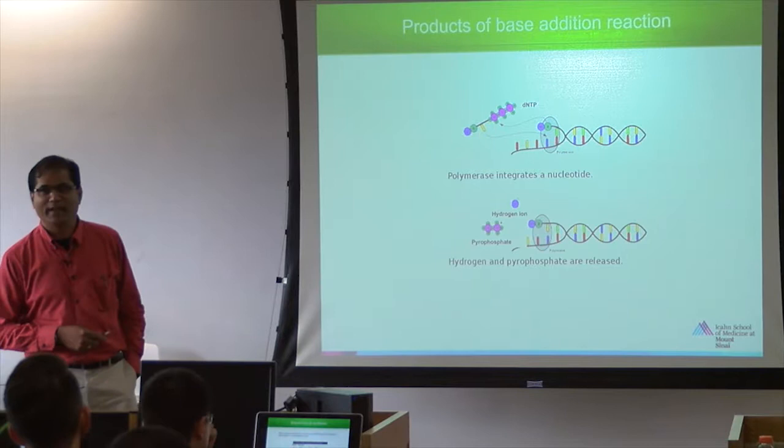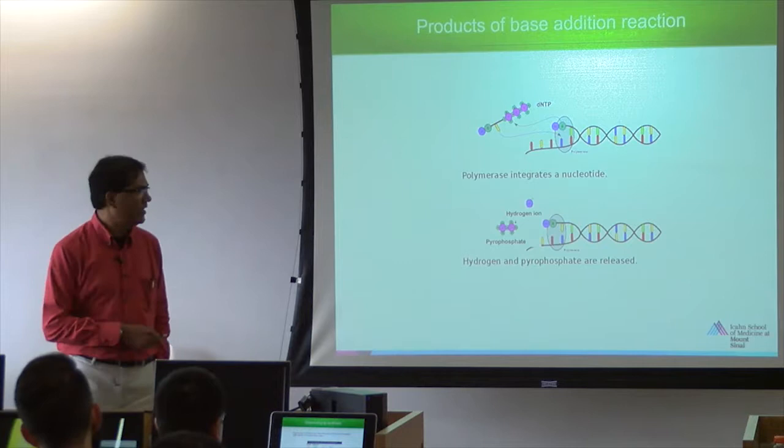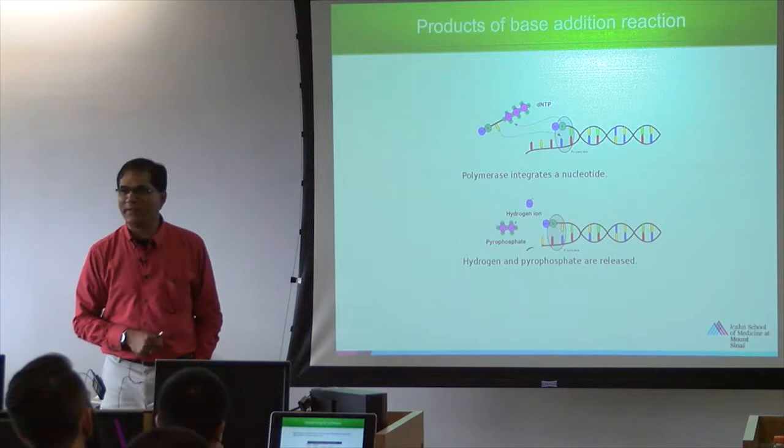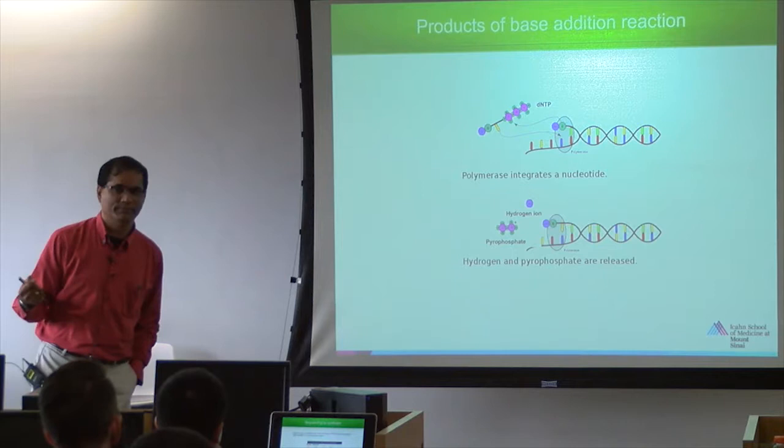Right? Either you can detect the release of pyrophosphate and say that a base is added, and then keep on detecting pyrophosphate, keep on adding every time, and then we can build the sequence. Or you can detect the release of the hydrogen ion, or you can detect the addition of the base itself. Cool, right? Simple, right? So how do you do that?